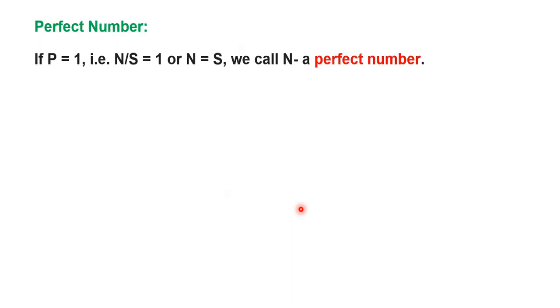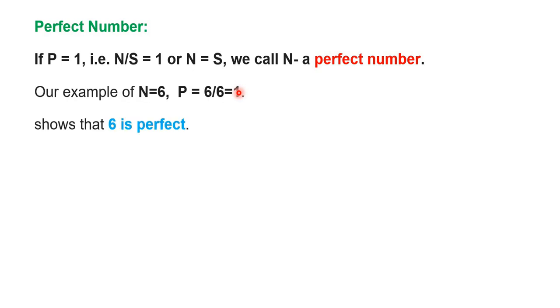Okay. And that's why we call it a perfect number. So a perfect number is defined as a number for which P equal to 1, or n by s equal to 1, or n equal to s. In our example, we have already seen that n equal to 6 is a perfect number.